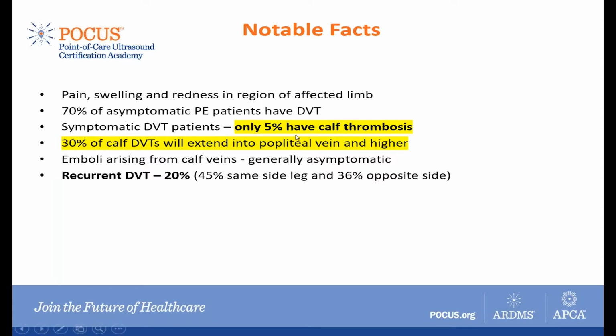Only 5% of the calf vein thromboses will actually cause symptomatic deep vein thrombosis. And also 30% of the calf DVTs will actually extend to the popliteal vein region and higher. That's one of the reasons why we want to do a follow-up exam after 1 week, because we have not assessed the popliteal region when we're doing this particular examination that we're calling the 2-zone or the 2-point compression test.